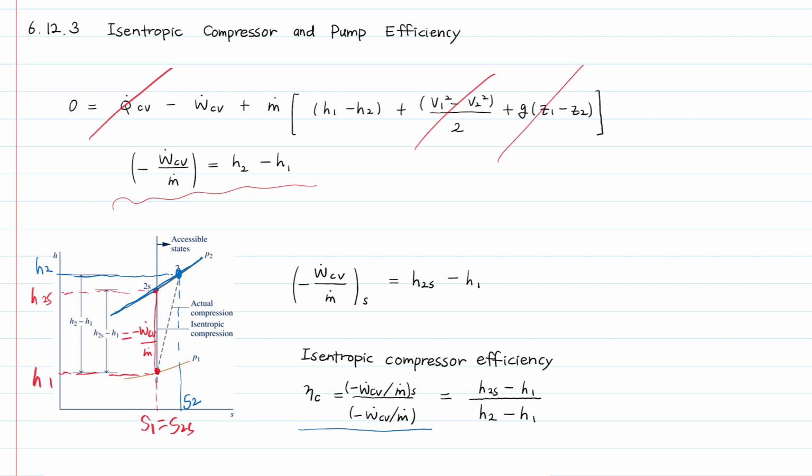That is why the isentropic efficiency of a compressor is isentropic work input over the actual work input. Small number divided by bigger number. So the efficiency is smaller than 100%. Isentropic compressor efficiency can also be expressed in terms of enthalpy change.